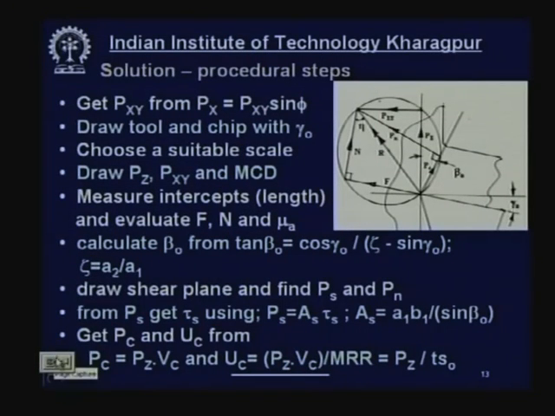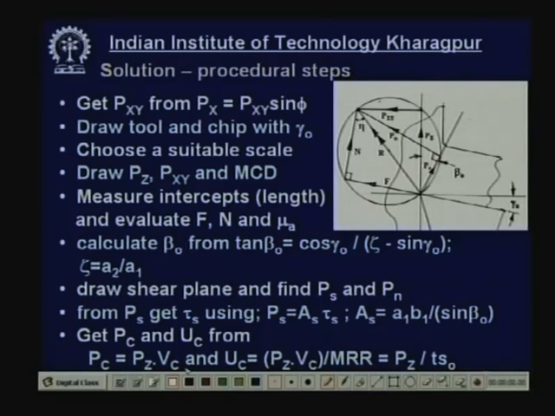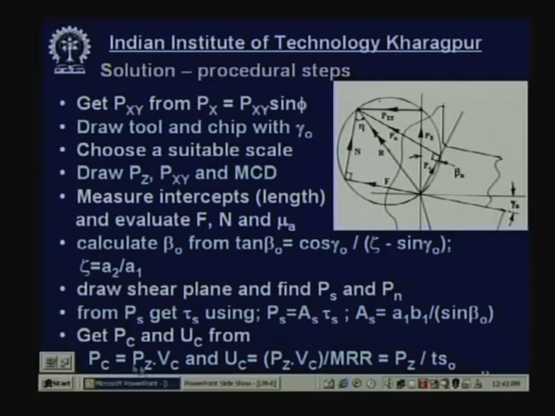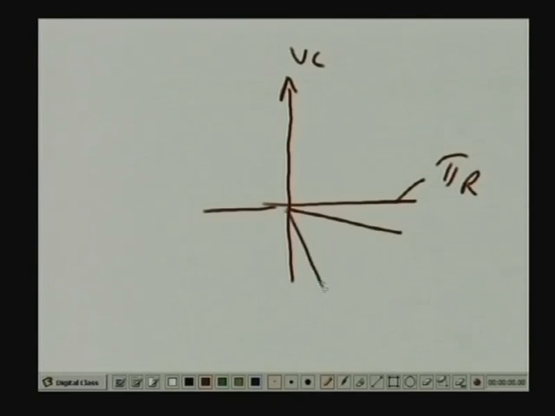Solution of this kind of problem. What shall we do? Say we are solving the previous problem. First you draw the cutting tool and the chip. This is the reference plane pi r, and this is the velocity vector Vc. This is the cutting tool with the orthogonal rake angle, and this is the orthogonal clearance alpha O. Now, this is the first part.